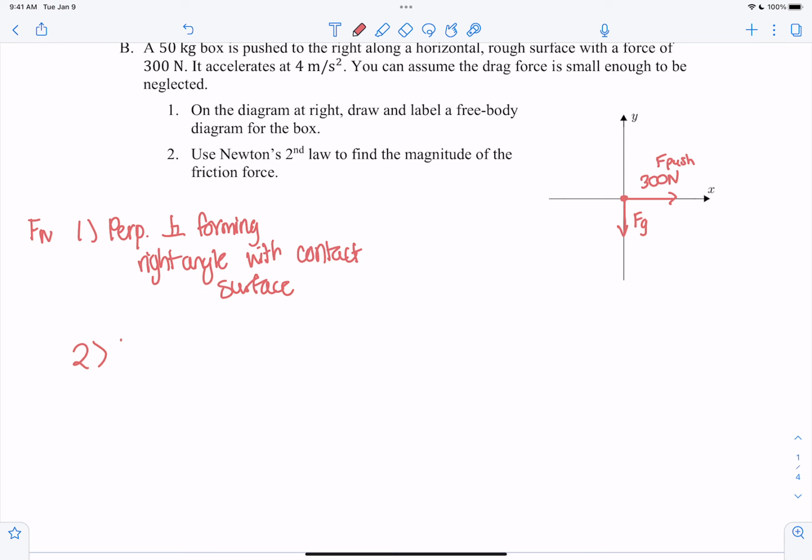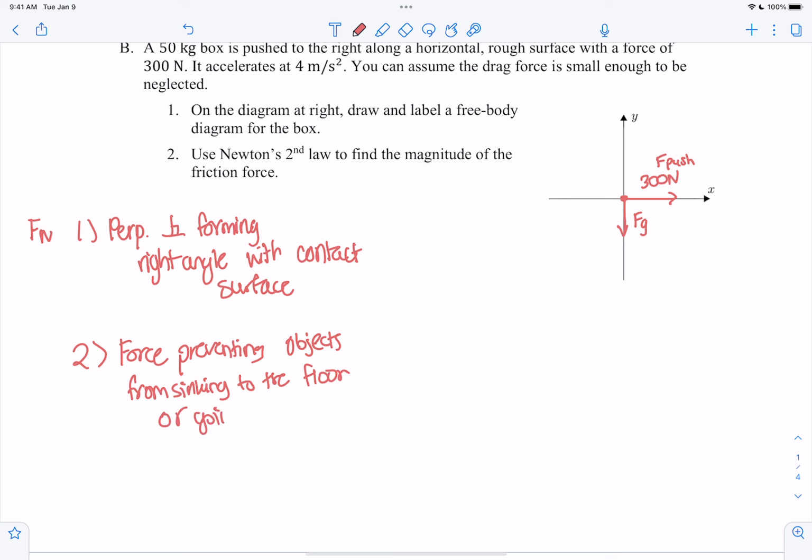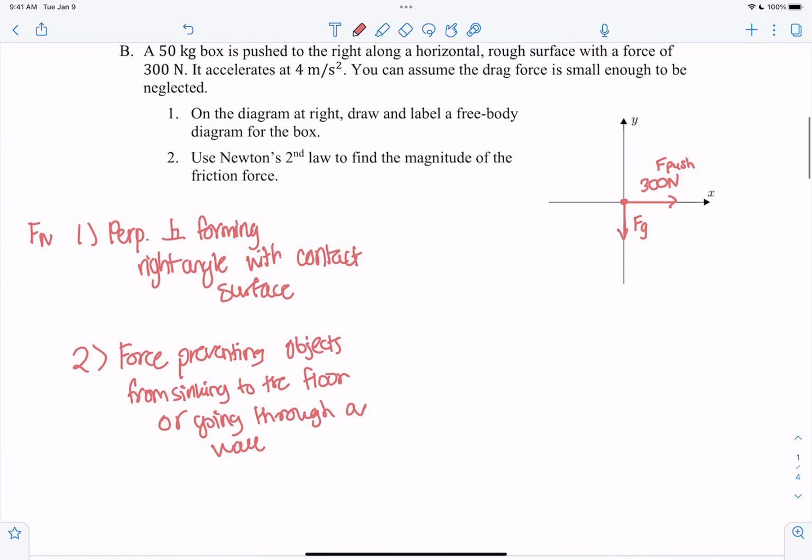So think of it as the force preventing objects from sinking into the floor or going through a wall. That's how I usually think about it, in an informal manner. But yeah, that's kind of what the normal force is. That's how to think about it.